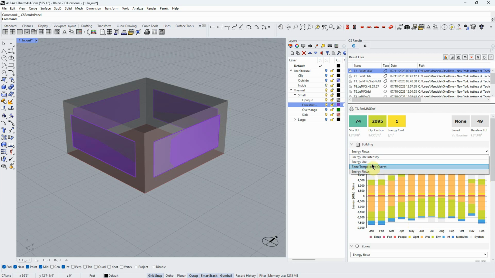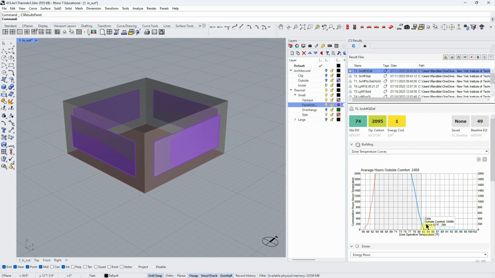Another thing is, when we go to the zone temperature curves, we see that in the winter we're dropping way out. We're 2,400 hours outside of the comfort zone, and we're below 60 degrees 206 hours. How is that possible if we have HVAC on? Well, for one reason, the mechanical system's set for 70 degrees, but the window surface is going to be 30 degrees if it's 20 degrees outside. So we're going to have a really bad mean radiant temperature balance for comfort.